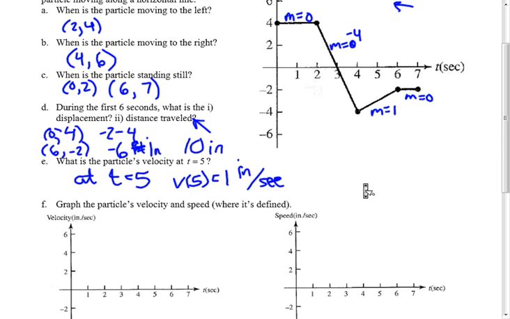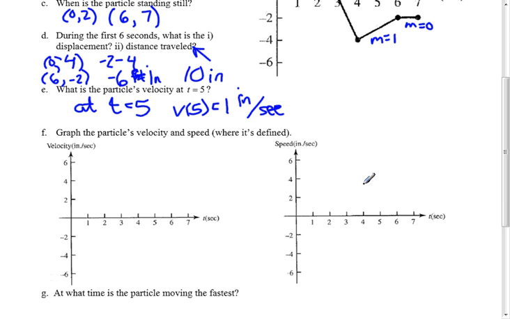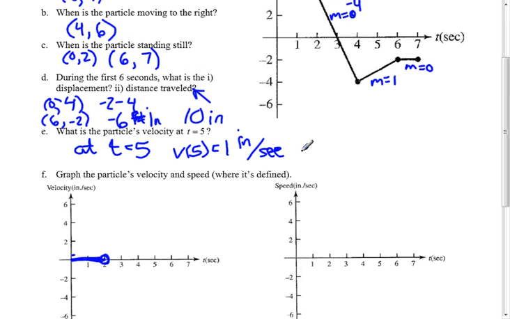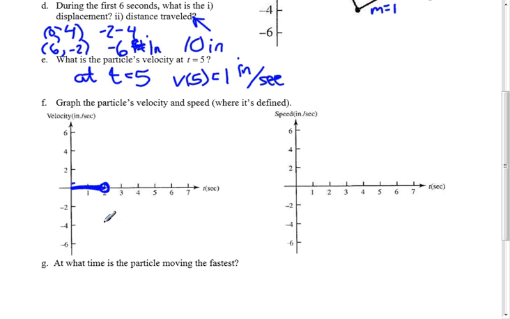Alright, and then we're going to end up with this, graphing the particle's velocity and speed. So velocity, from 0 to 2, our slope was 0. And we have an open interval because we don't really know what's going on there. Our slope from 2 to 4 was -4, I believe, right? Let me look up. -4. So from 2 to 4, our velocity was -4. From 4 to 6, it was 1. And from 6 to 7, we were just standing still again.